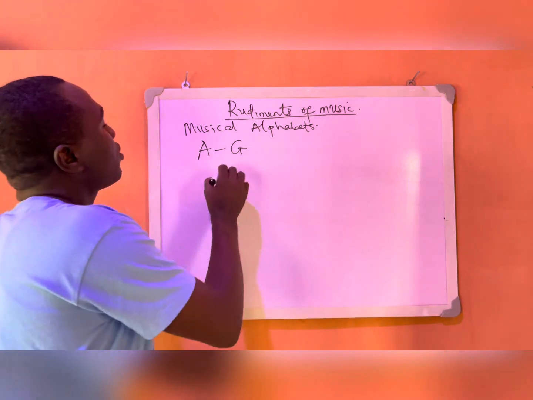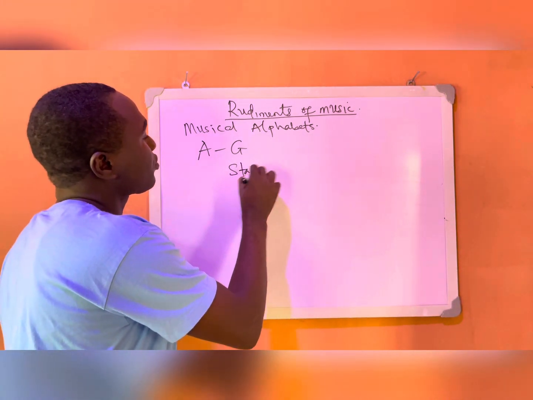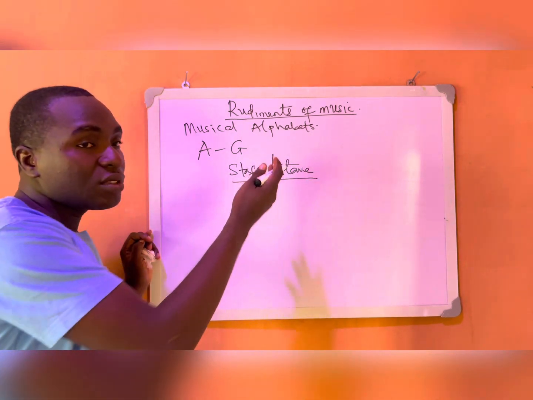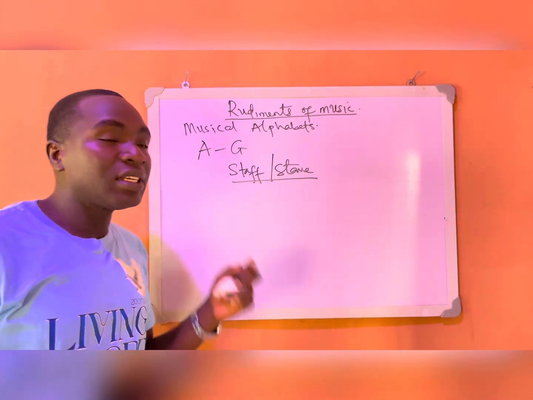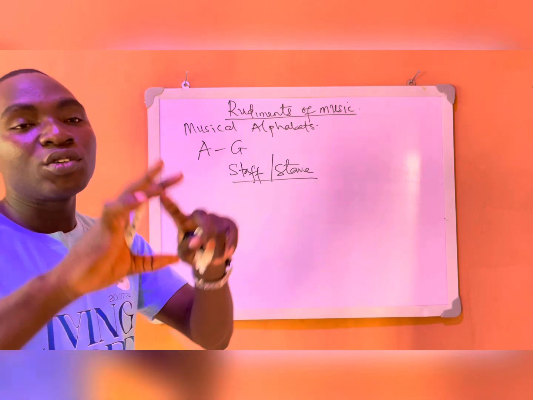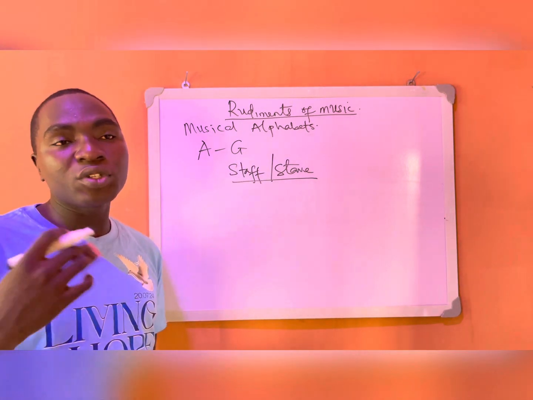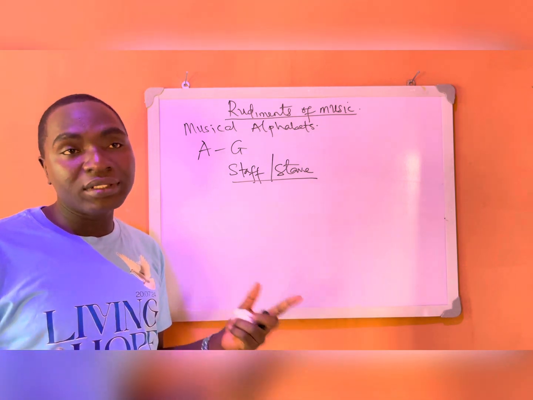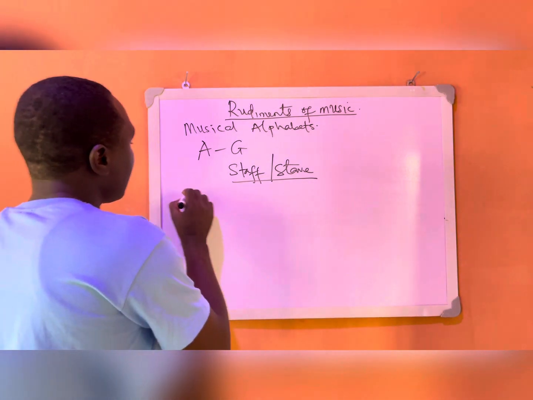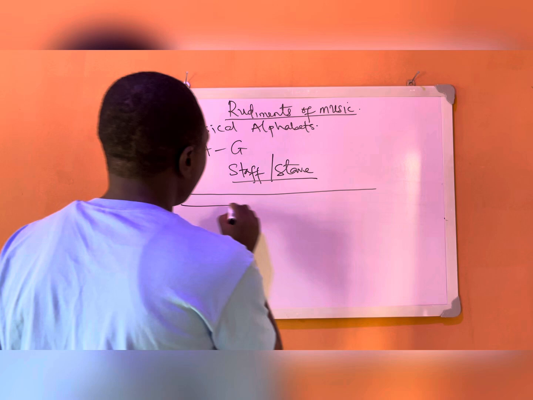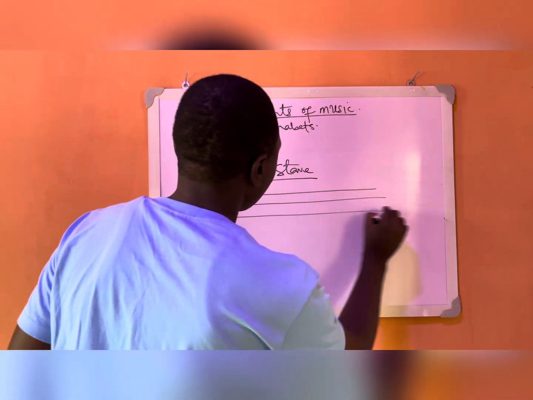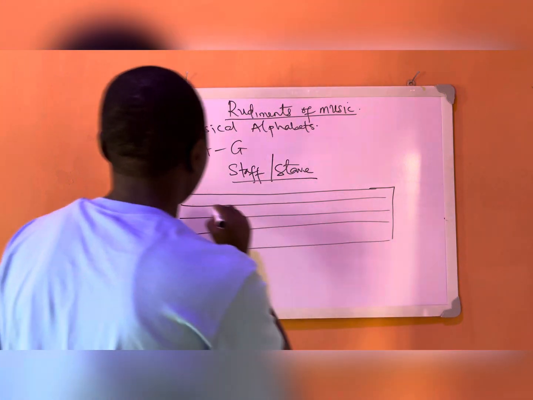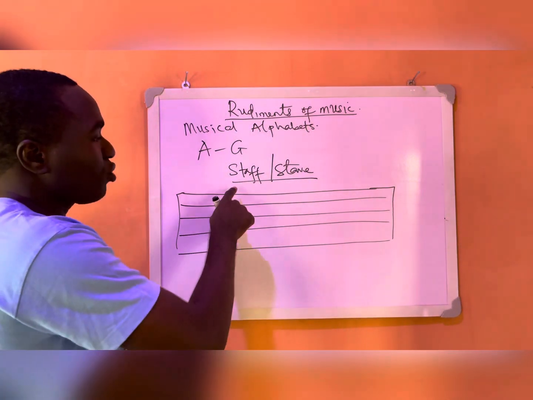Then we're also going to consider what we call the staff or stave. Either of the two is correct, staff or stave. A staff simply means a group of 5 equal lines and 4 spaces on which musical notes and symbols or notations are written. This is what we mean by a staff. 5 lines, and 4 spaces. 1, 2, 3, 4.